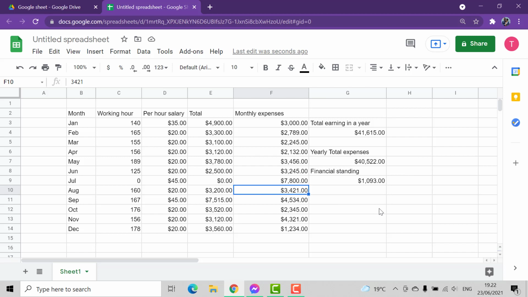So this is how you don't have to think in your mind. Instead, you can ask Mr. Google Sheet to please do the calculation for me and save me.